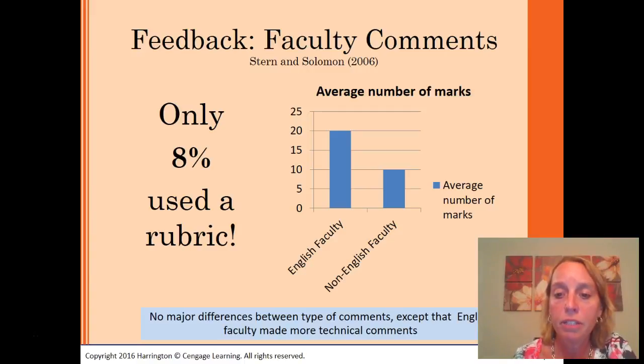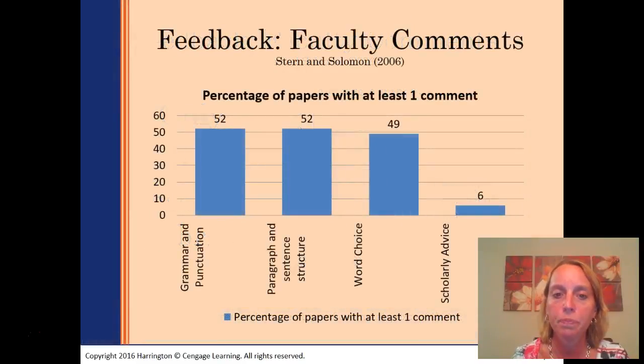The other thing you'll notice is that the average number of marks between English faculty and non-English faculty was a little bit different, but not a giant number. There were no significant, major differences between the types of comments. It's just that the English faculty members made more technical comments. Sometimes folks wonder if English faculty are giving different kinds of feedback than non-English faculty, and not so much, with the exception of a few more technical comments.